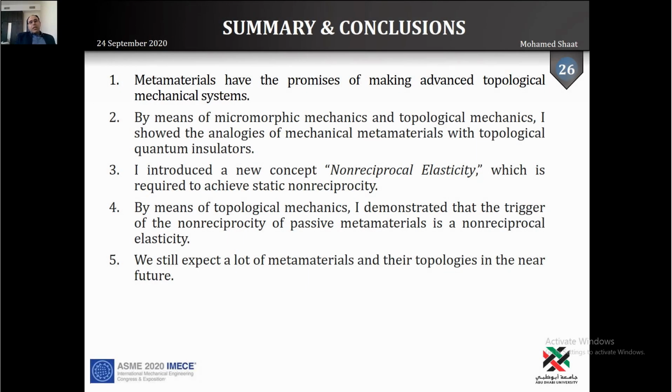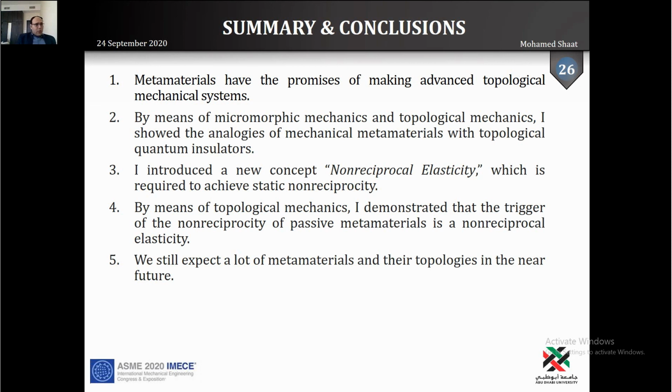So in summary, metamaterials have the potential of making advanced topological mechanical systems. By means of micromorphic mechanics and topological mechanics, I showed the analogies of mechanical metamaterial with the topological quantum insulators. I showed that by tailoring the material microstructure of a passive metamaterial, we can achieve either a trivial mechanical insulator or a topological mechanical insulator. Also, I introduced a new concept, non-reciprocal elasticity, which is required to achieve static non-reciprocity. By means of topological mechanics, I demonstrated that the trigger of the non-reciprocity of passive metamaterial is non-reciprocal elasticity.